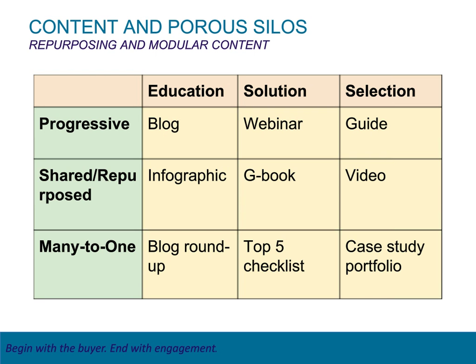For a shared or repurposing plan, it's when you have a story to tell and you tell that story in different formats, essentially using the same foundational information, but you go deeper, revealing specific details based on each stage. And then many-to-one is when you have a group of assets that are kind of the same, and you create a new piece of content based on them. So let's take a look at each of these with some real-life samples.